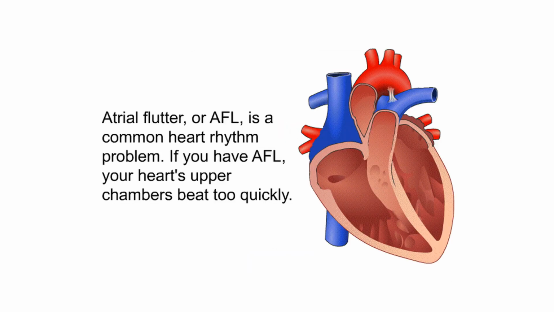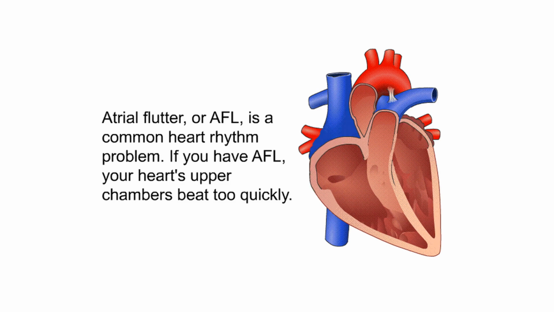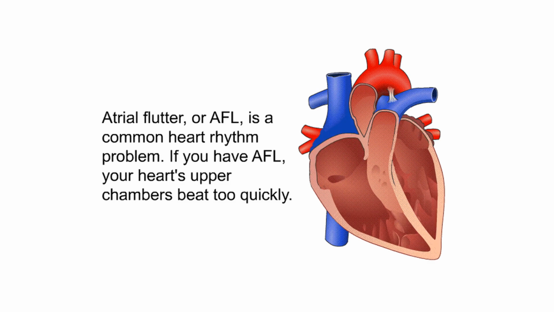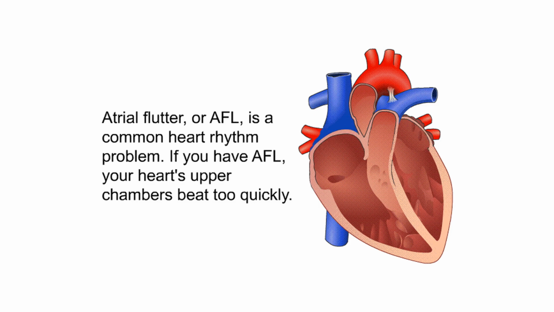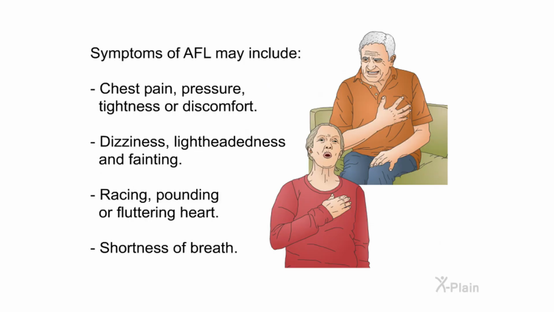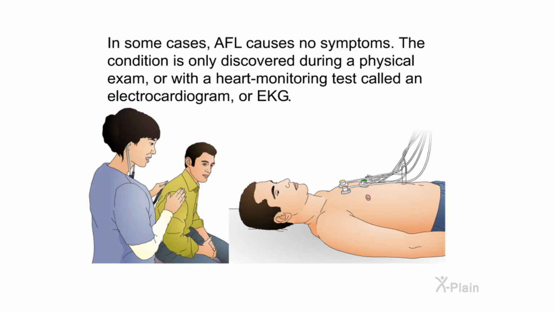Summary. Atrial flutter, or AFL, is a common heart rhythm problem. If you have AFL, your heart's upper chambers beat too quickly. Symptoms of AFL may include chest pain, pressure, tightness, or discomfort, dizziness, lightheadedness, and fainting, racing, pounding, or fluttering heart, shortness of breath. In some cases, AFL causes no symptoms. The condition is only discovered during a physical exam or with a heart monitoring test called an electrocardiogram or EKG.